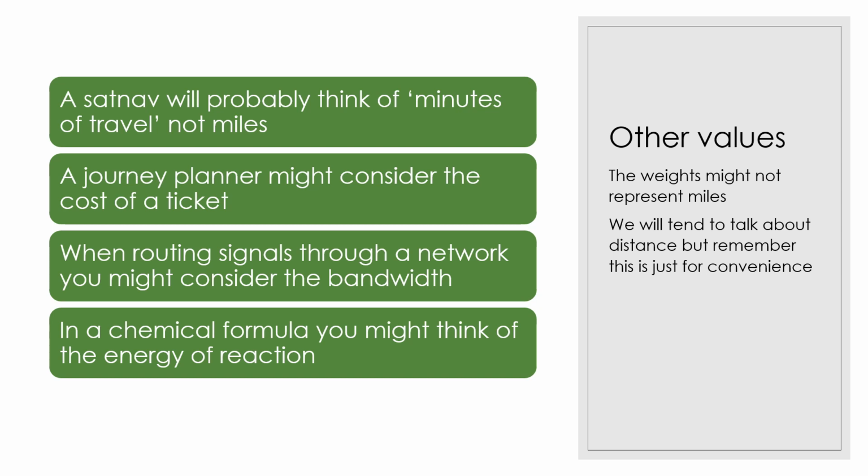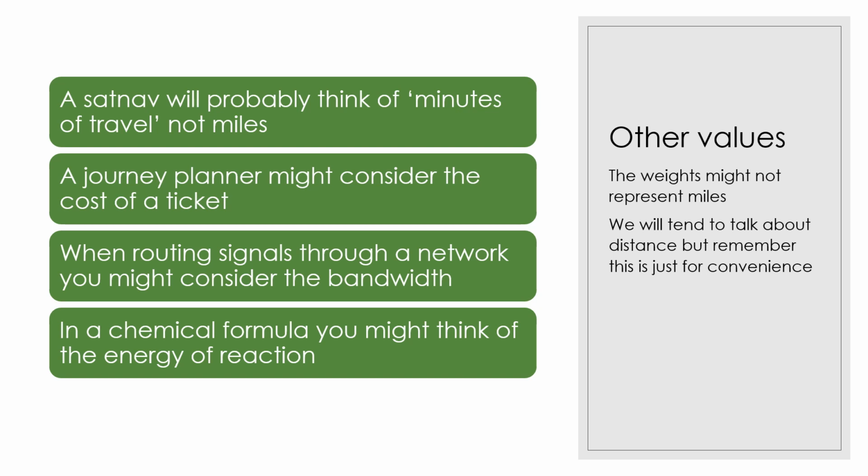So your sat nav probably uses the minutes of travel rather than the miles between two places. So it might take you on a longer route, let's say on a motorway, because on average you can drive faster and you'll get to your destination more quickly rather than just finding the shortest distance in miles. Or you might have an AI that's planning your journeys around, let's say if you were a businessman who had to travel around the world, then your AI might consider the cost of the different plane tickets in order to minimize the expense of getting to your different meetings.